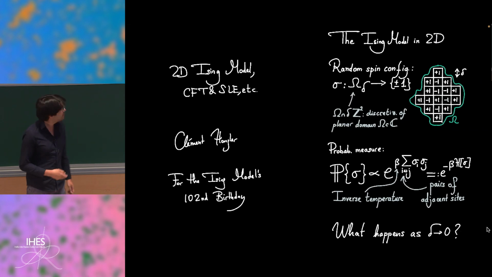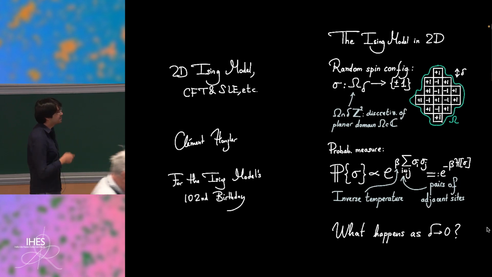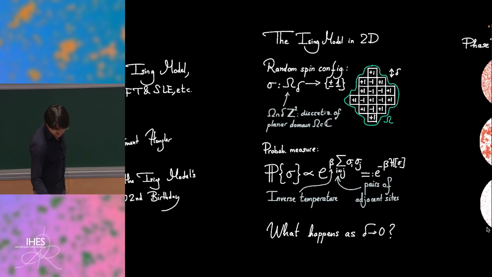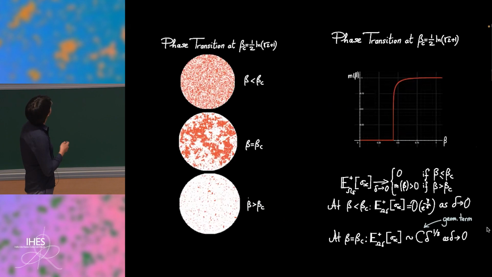All right, so the Ising model is the same model as in all the other talks. We are considering a domain, we discretize the domain. We denote by delta the mesh size. And we wonder, as often, what happens as the mesh size gets small. So, as you know, there is a phase transition. Depending on beta, you see a drastically different picture, which can be made simple and quantitative, say, with the Onsager-Yang formula, which tells you what is the magnetization in the delta goes to zero limit.